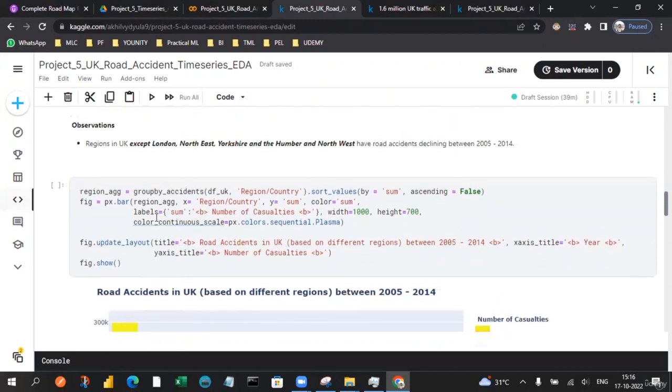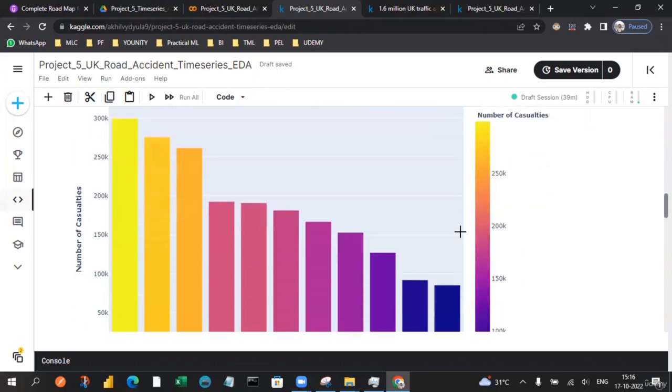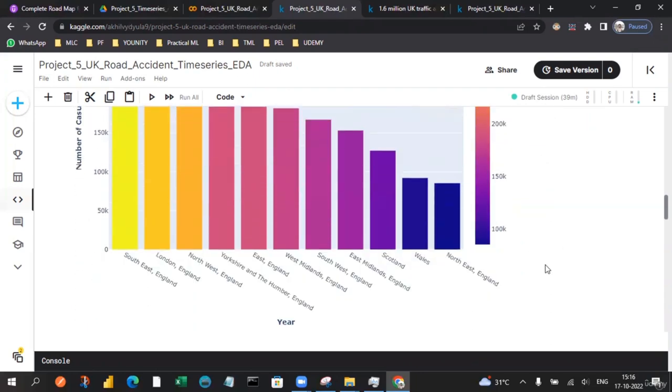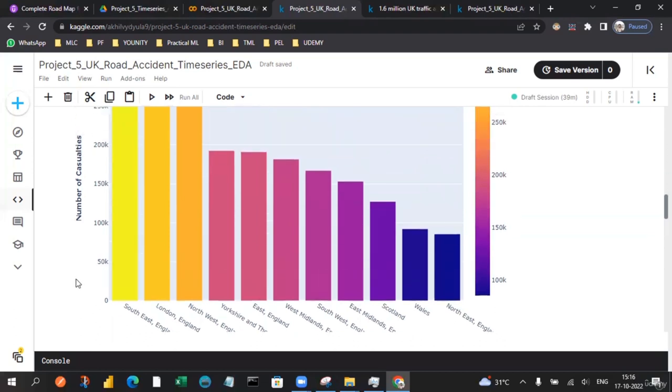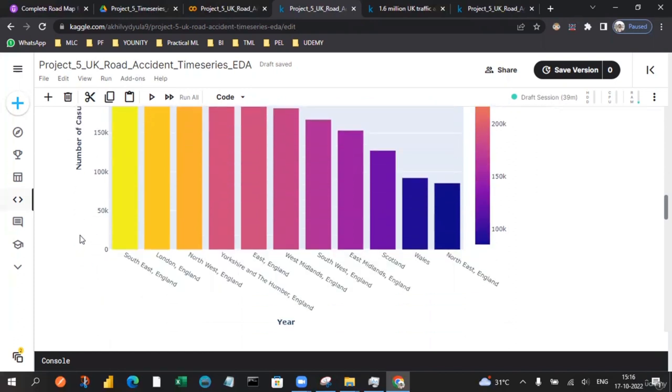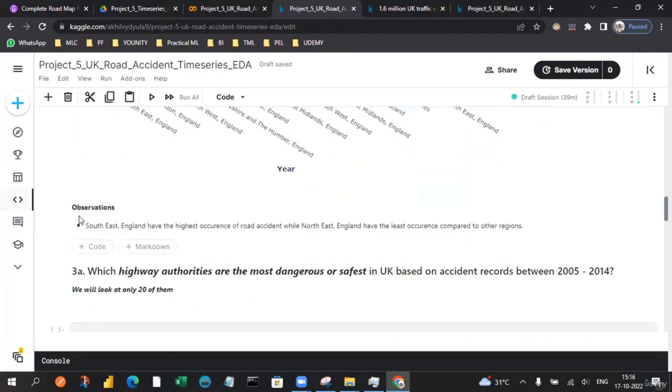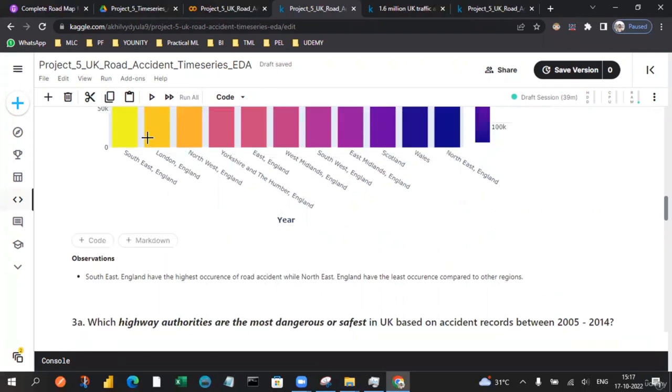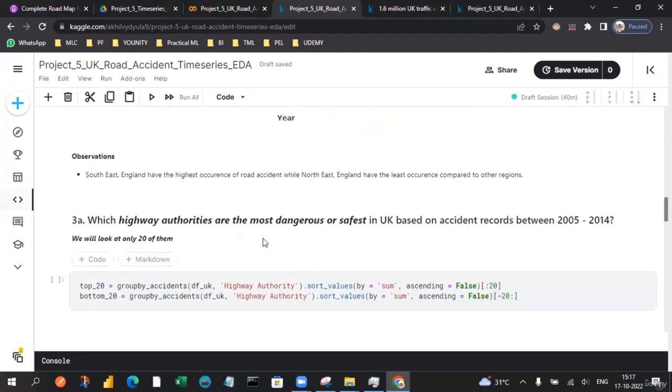Let's also check road accidents in the UK based on the different regions. Between 2015 and 2014, looking at the number of casualties across the different regions, casualties are very high for the southeast, as we just saw with the 2012 data set. As per casualties, the southeast is first, then London, and then the northwest. The northeast is very low when compared to the others. So the highest road accidents occurred in the southeast and London, and the northeast has the very least when compared to all the other regions.